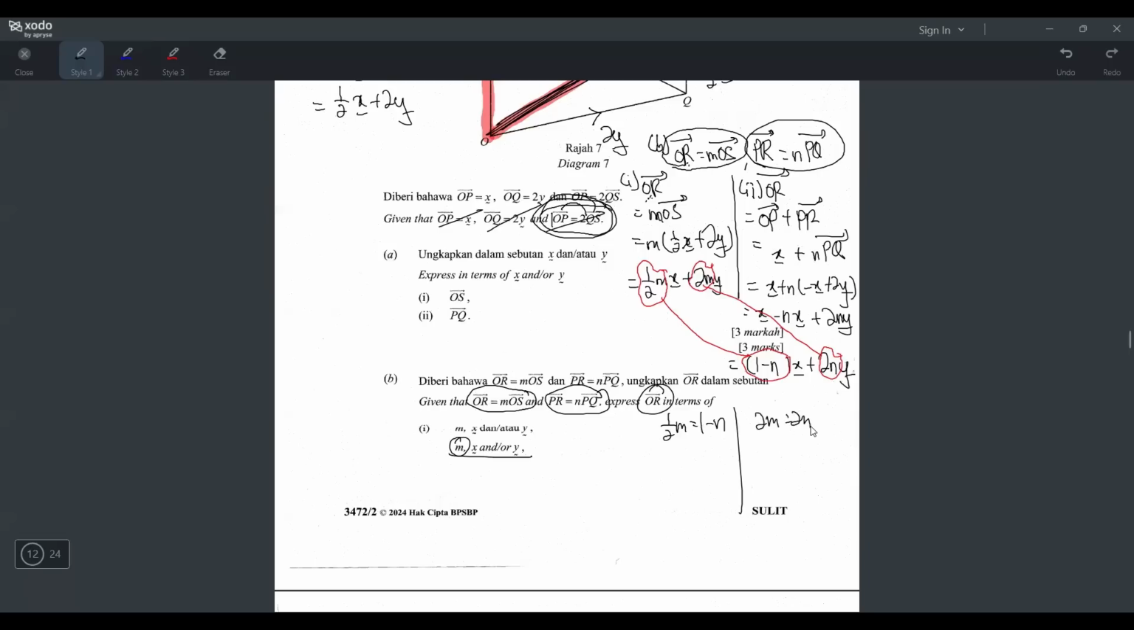Okay? You faham kan kenapa boleh sama dengan? You all faham kan kenapa dia boleh equal macam ni? Sebab dua-dua ni vector OR mah. So OR dengan OR mesti sama jawapan. So dua-dua ni boleh equal lah. Because they are both the same vector. It means they are both basically the same thing. So you just banding saja.